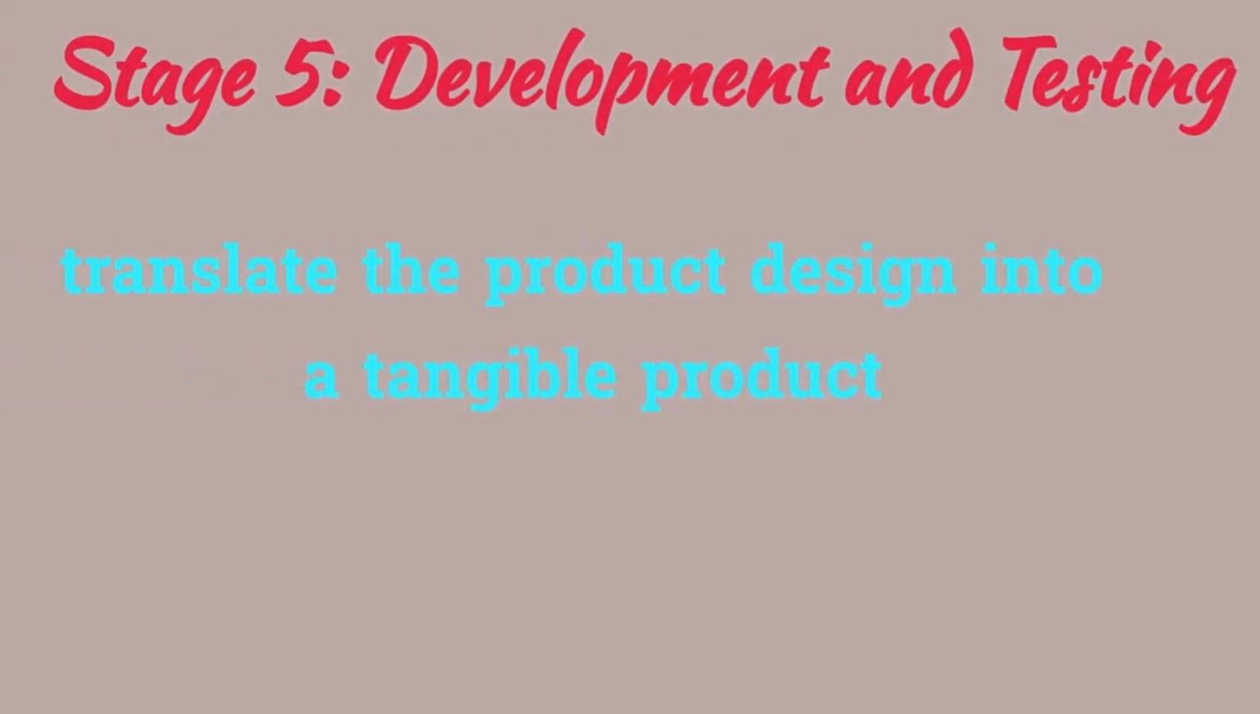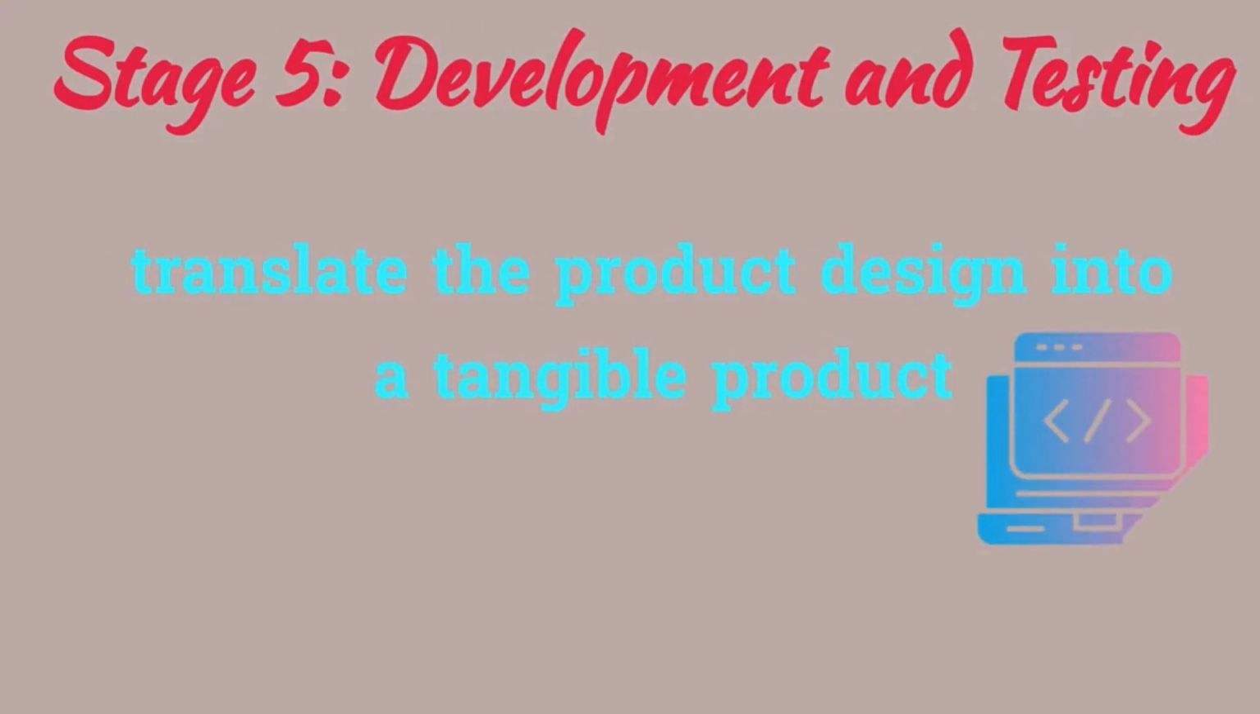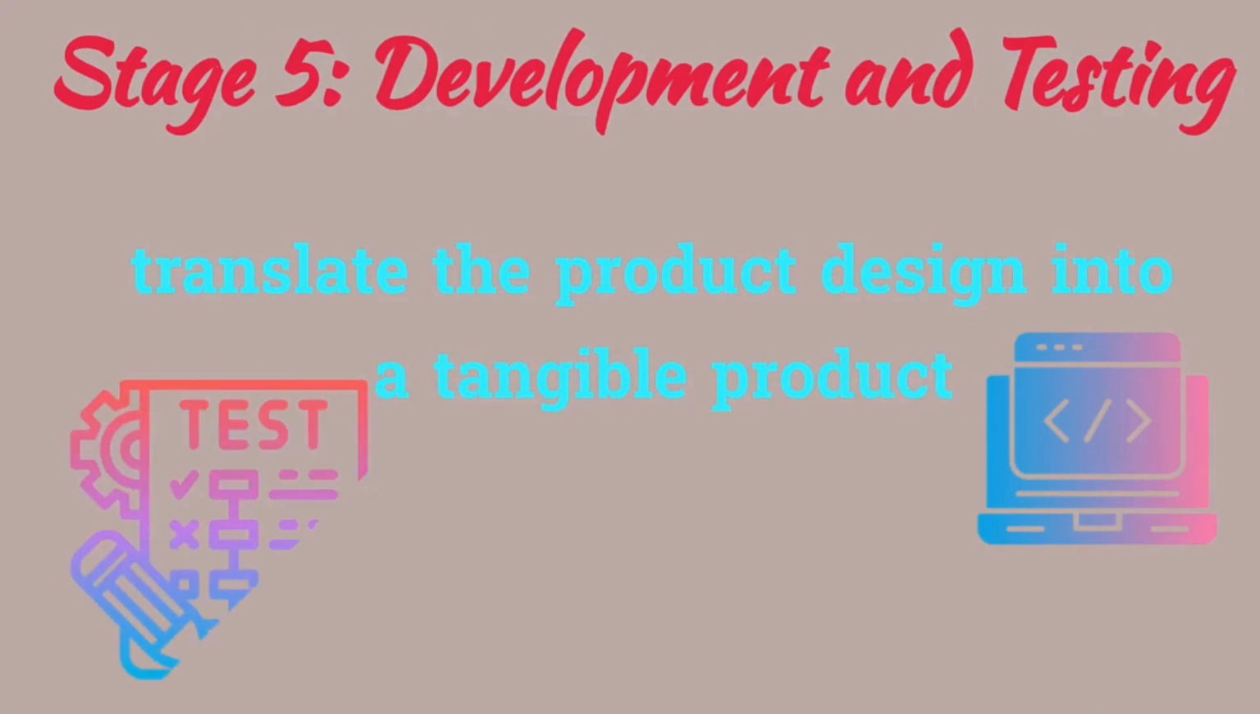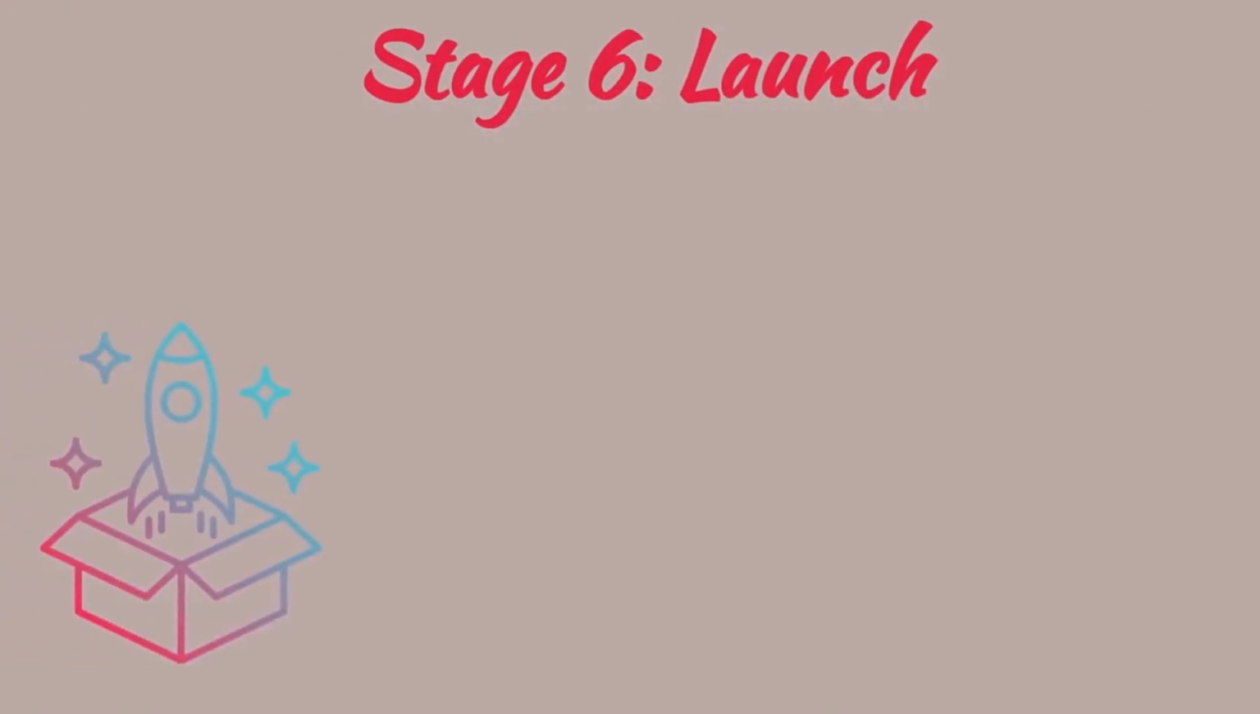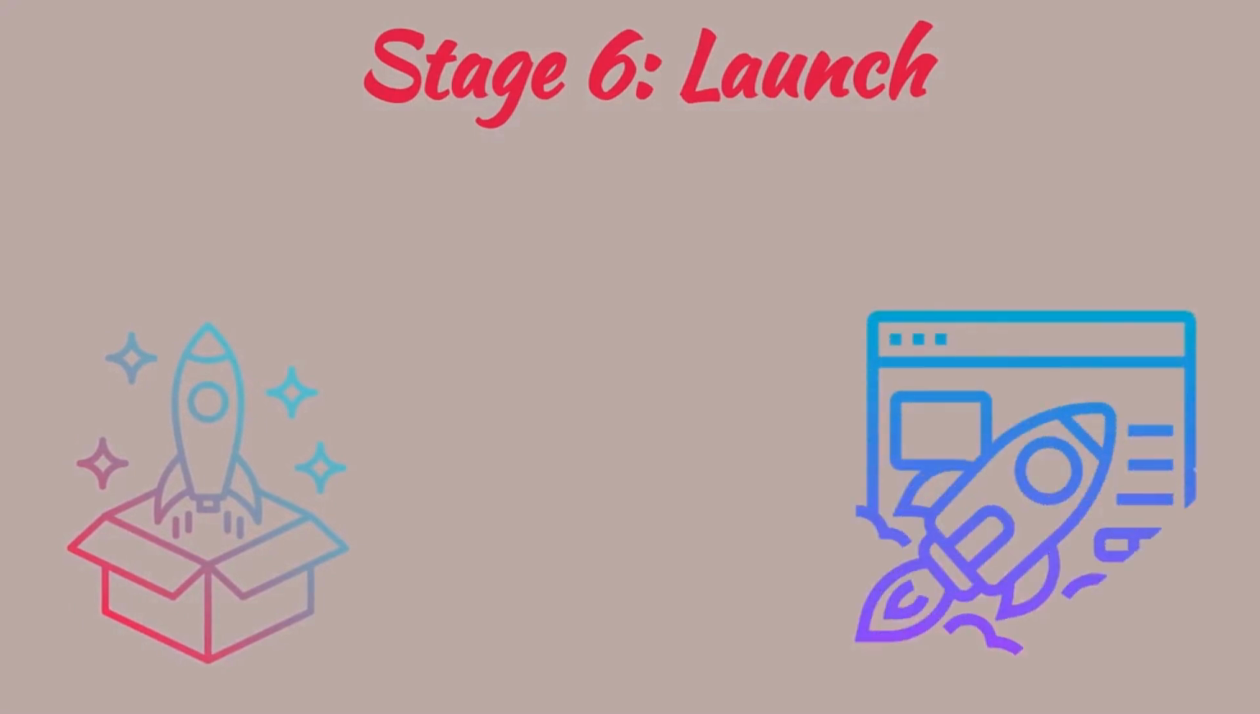Stage 5. Development and testing. Development efforts are undertaken to translate the product design into a tangible product. A team of engineers develops the product, builds the hardware and software components, and tests to ensure quality, functionality, and performance. Stage 6. Launch. During the launch phase, a product is introduced to the market. In this process, marketing strategies are developed, promotional materials are developed, sales teams are trained, and distribution channels are planned. Marketing and sales efforts are implemented to generate awareness, drive adoption, and generate initial sales of the product.